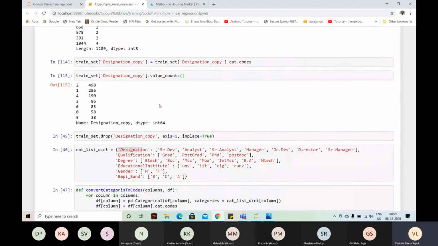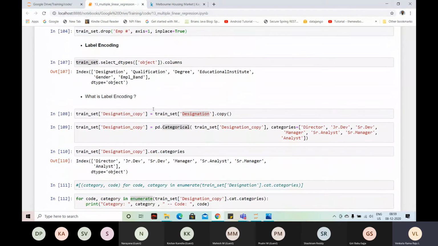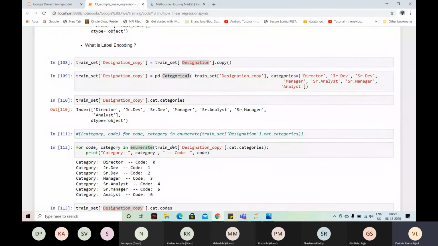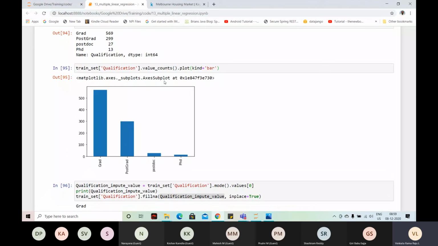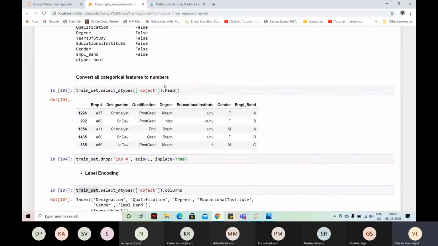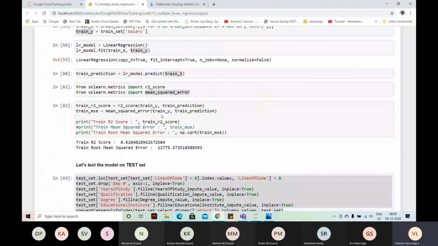Whatever transformations I did on the train set, I did experimentally. I am looking into the data, analyzing the data, and then finding the appropriate values. If you see here, what value should be used to replace the nulls? I found those out experimentally, by doing EDA on the train set, and I kept them aside. I'm using the same values to replace nulls in the test set.